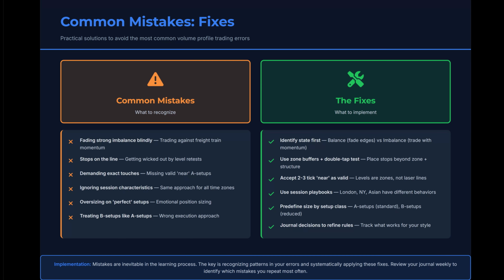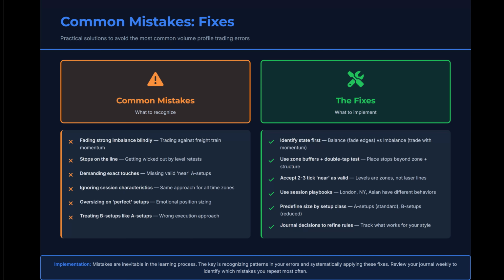Fix number 1, identify state first. This solves the problem of fading strong imbalance blindly. Before taking any trade, determine whether the market is in balance or imbalance. Use the volume profile to read auction state.